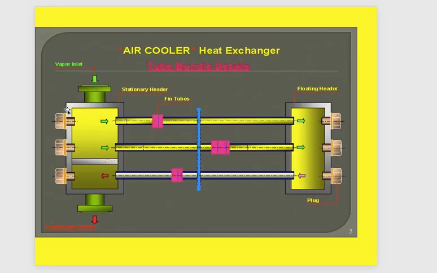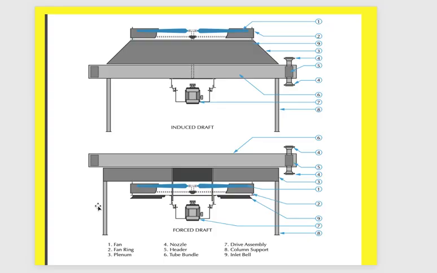When you see this figure, you know this inlet and outlet fixed header box and the floating header on the other side. Okay, clear? Item number 9, which is the supporting structure. For sure, you need a supporting structure.